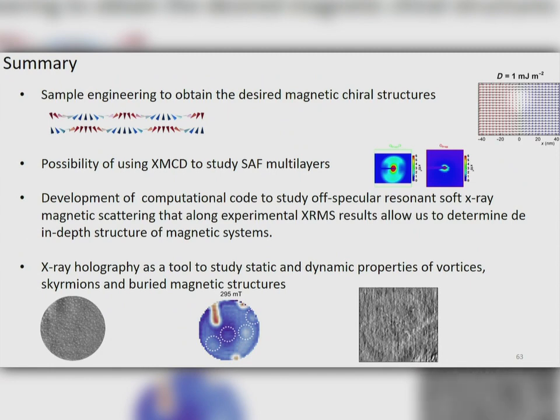So as a summary, sample engineering to obtain the designed magnetic cocoon structure is possible. You probably have to do a pre-simulation to see what you want to get, what the values of D, A and K are that you need for your sample. There's a possibility of using XMCD to study multilayers that are antiferromagnetically coupled. There is the development of this off-specular resonant X-ray magnetic scattering that you can use to get this information in 3D material really quickly without spending too many days in the synchrotron. And with holography, we can use it as a tool to study properties of vortices, skyrmions, and buried magnetic structures.